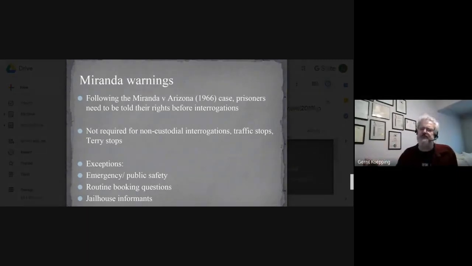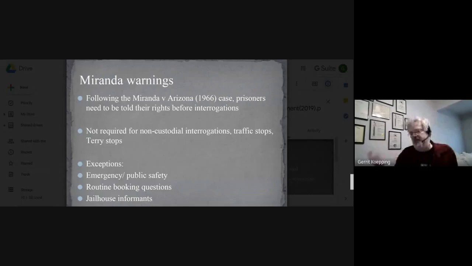And lastly, the use of jailhouse informants. If you're put in a cell and your cellmate sort of asks, "Hey, what are you in for?" and you decide to tell about the crime you committed, that jailhouse informant then can go to the police and say what you told them. And so that doesn't count as interrogation; the informant is not required to Mirandize you.